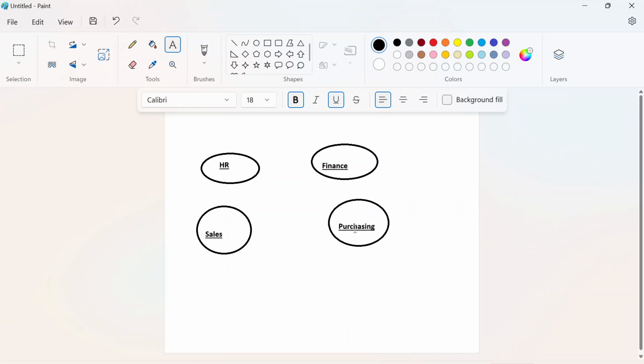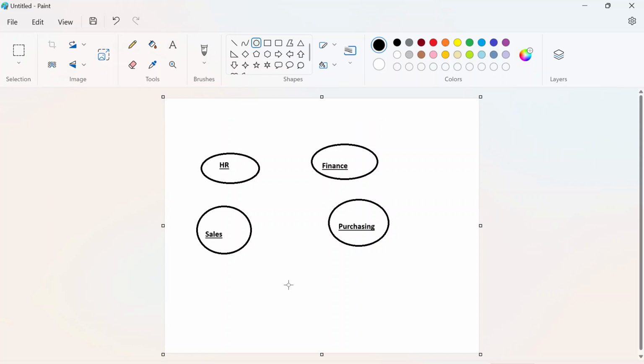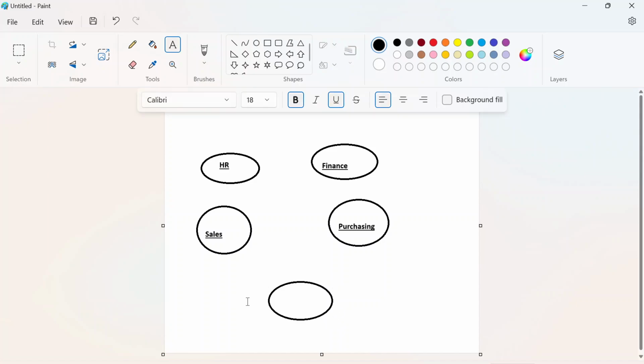So which department will take care of that process? Purchasing raw materials. This purchasing department will take care of it, right? They'll procure the raw material and provide it to the production department, who works in the factory and will manufacture the products.